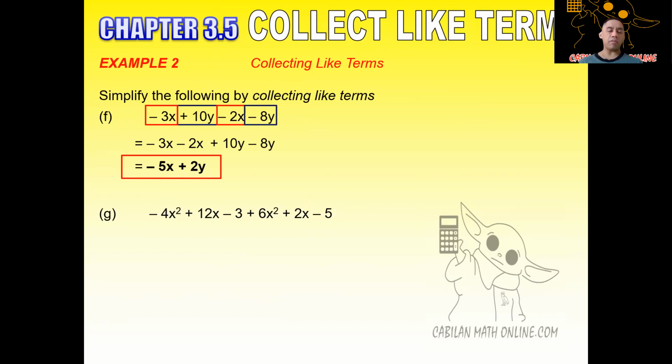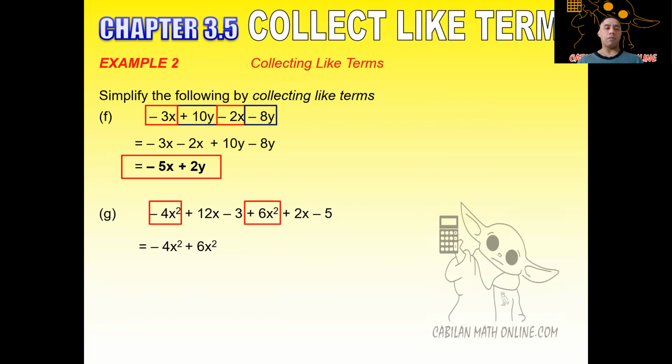All right, for this next one, we now have negative 4x squared plus 12x minus 3 plus 6x squared plus 2x minus 5. Now, focusing on the x's, even though we have four sets of x's there, we're only grouping the ones that have the same exponents with each other. So starting off with the negative 4x squared, you want to find a term that also has an x squared. In this case, that is 6x squared. So I'm going to bring those two together as negative 4x squared plus 6x squared.